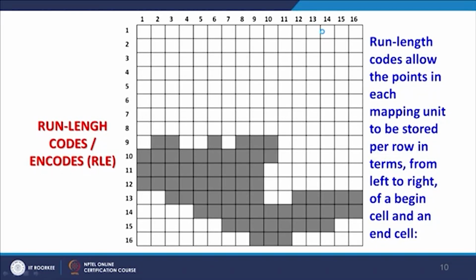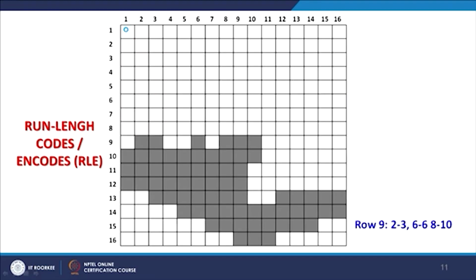So we will see run length coding, RLE, for the same image, and this is how it is going to work. It allows the points in each mapping unit, and mapping units are over here, the individual cells, and these are stored per row. So row by row, and that is why run length, running along the length of the row, from left to right of course, from a begin cell to an end cell, and likewise coding will be performed.